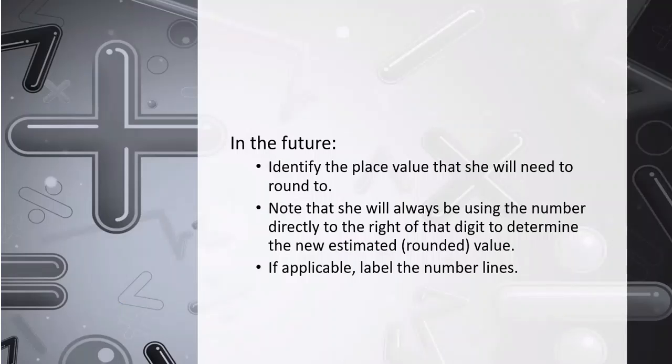In the future, it will be important to ensure that student A first identify the place value that she will need to round to, and secondly note that she will always be using the number directly to the right of that digit to determine the new estimated or rounded value. And thirdly, if applicable, label the number lines.